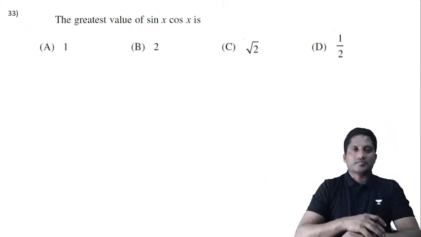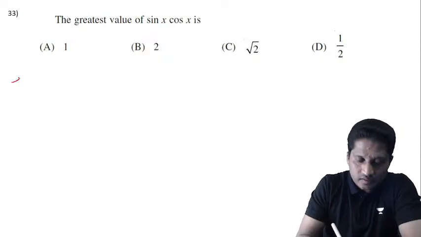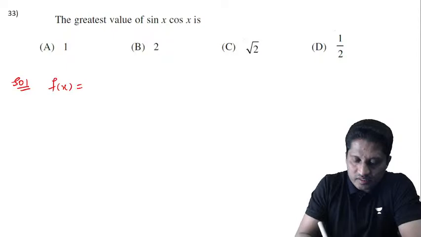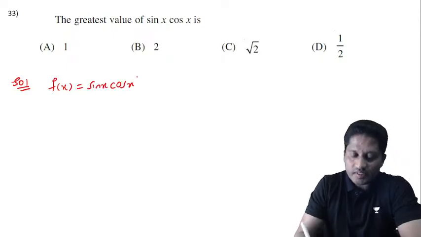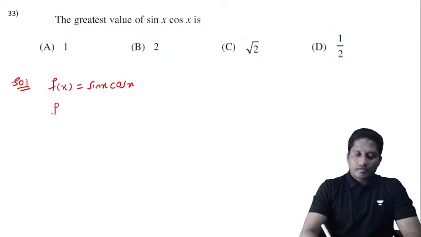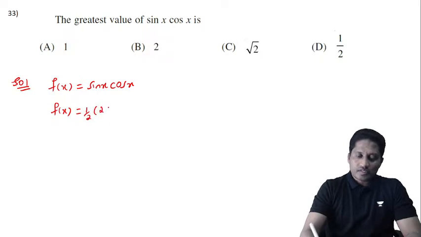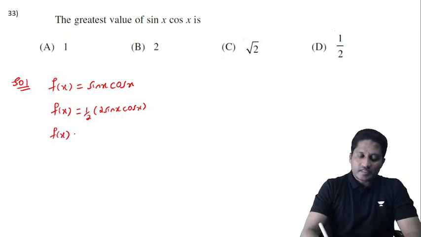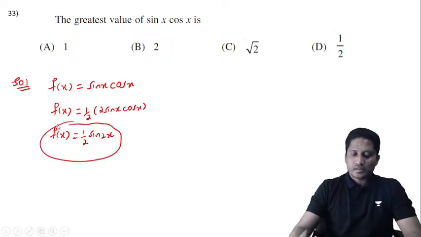What is the greatest value of sine x cos x? See, I take f(x) is equal to sine x into cos x, right? f(x) is equal to sine x into cos x and multiply and divide by 2. You get f(x) is equal to 1 upon 2 into 2 sine x cos x. 2 sin theta cos theta is sine 2 theta, right? So you get this as 1 by 2 into sine 2x.